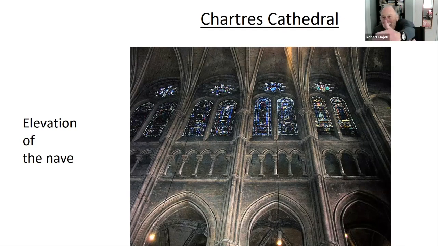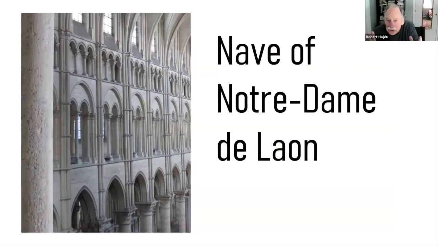Chartres no longer looks like this. This is the interior of the nave, and you see three bays, and the three-part elevation going up the aisle: the arcade, the triforium, the same words I've been using, and on top what we call the clerestory. And here you also see the stained glass windows. This is fully mature Gothic with the soot of 800 years, excuse me.